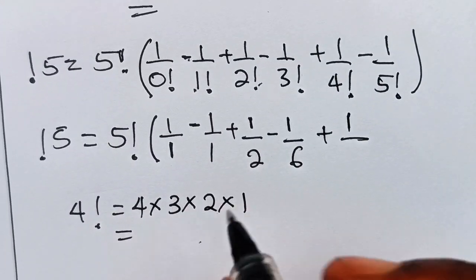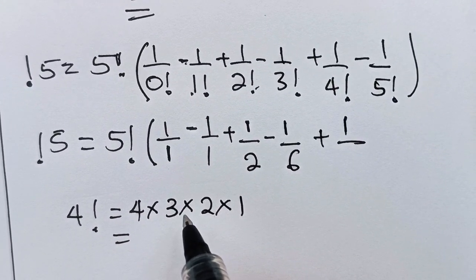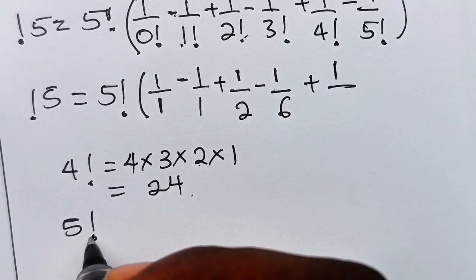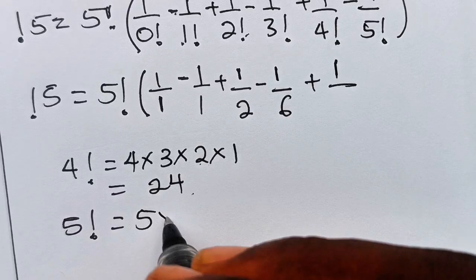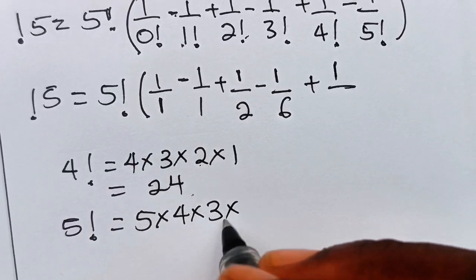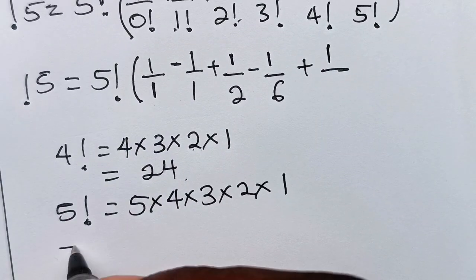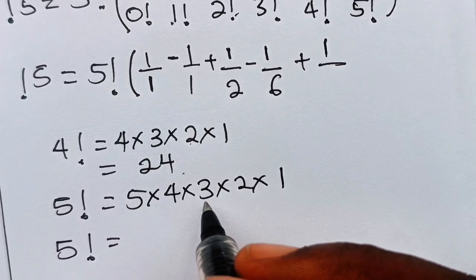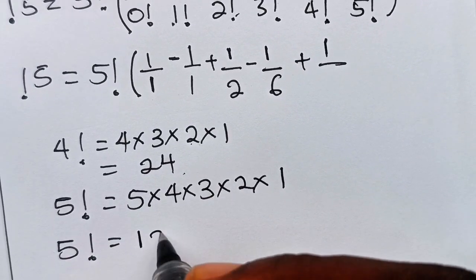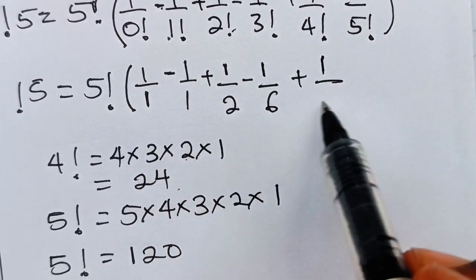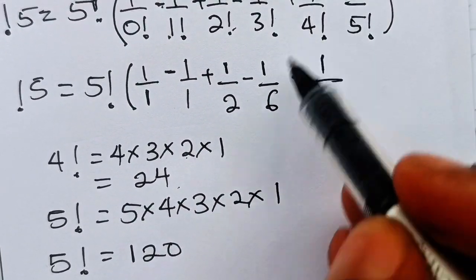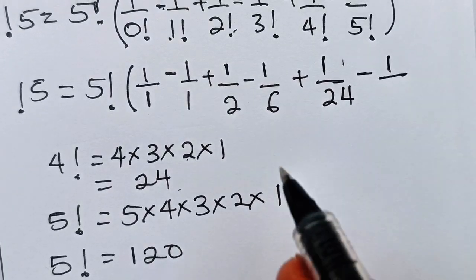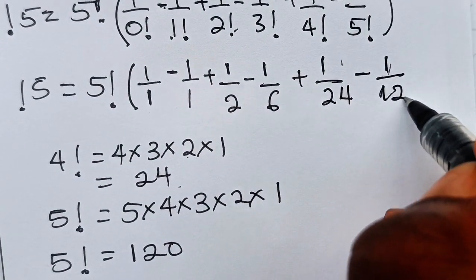So 4 factorial will give us 4 times 3 is 12, 12 times 2 is 24. Now 5 factorial is equal to 5 times 4 times 3 times 2 times 1. So 5 factorial is 5 times 4 is 20, 20 times 3 is 60, 60 times 2 is 120. All right, now let's substitute. So 4 factorial is 24, so this is 1 over 24, minus 1 over 5 factorial, which is 120.